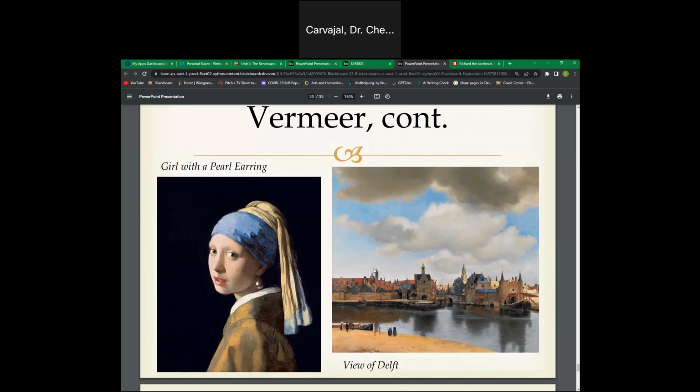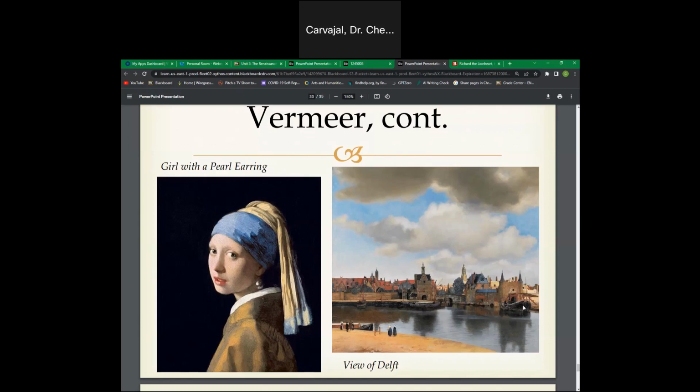Now you'll see that obviously this is a studio painting, so the black background is a definite contrast. But then you move over to the View of Delft, which is not far from Amsterdam. It's where Vermeer lived for a time too. You can pick up the water. It looks like a real town. It looks very realistic. The clouds are realistic.